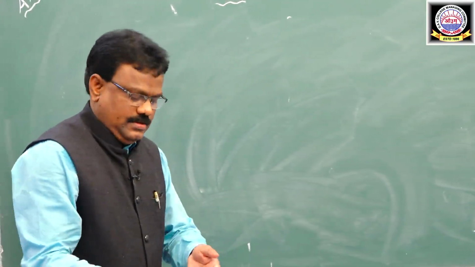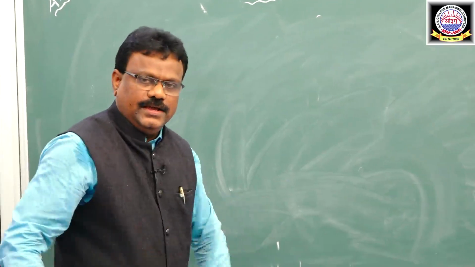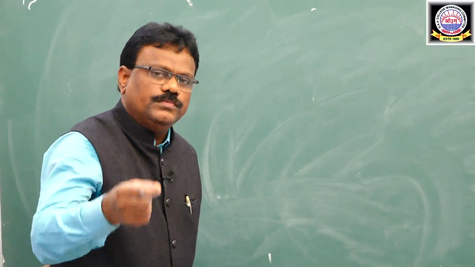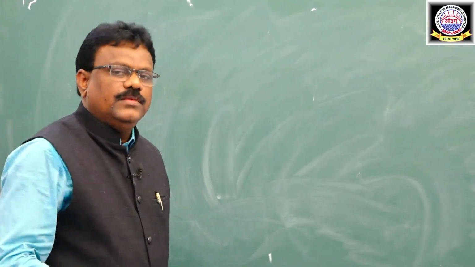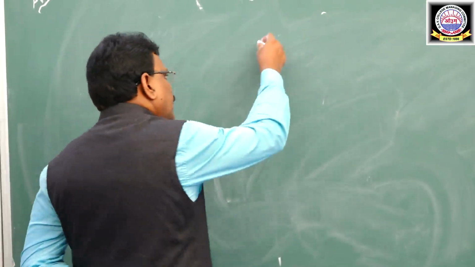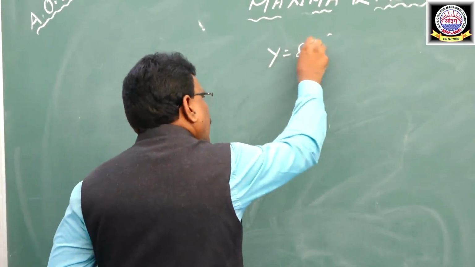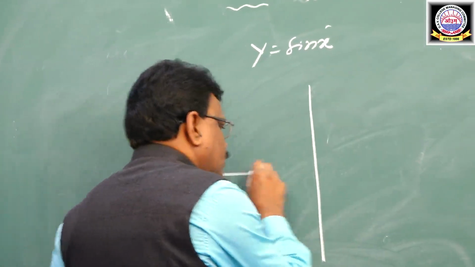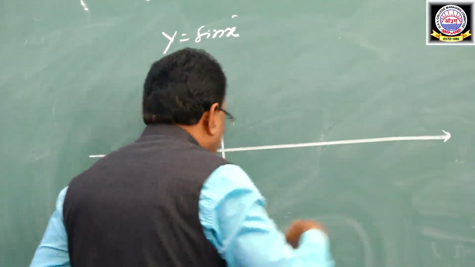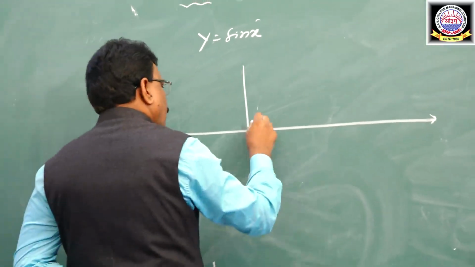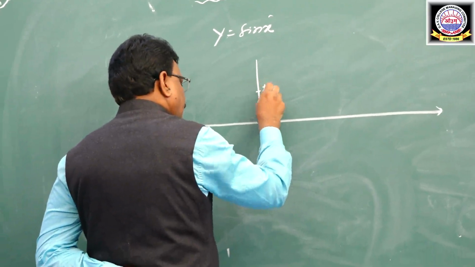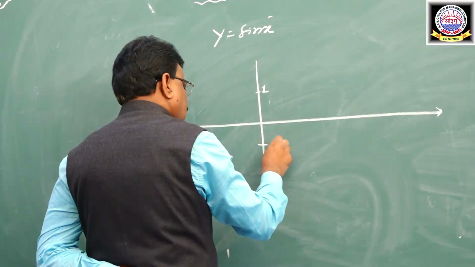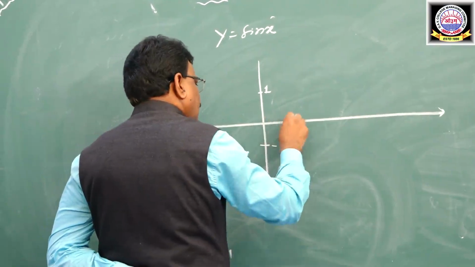So what I am telling is, there are some functions where the local maximum points will be more than one and the local minimum points are also more than one. Take a very simple example, y is equal to sin x, and draw the graph of it. I am showing how functions may have more than one local maxima point and more than one local minima point.